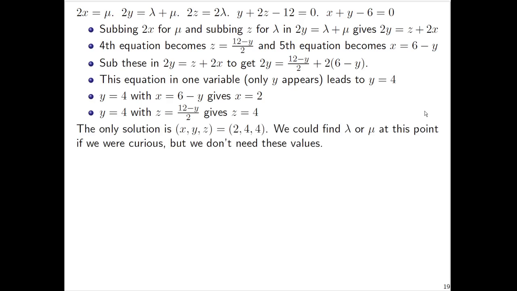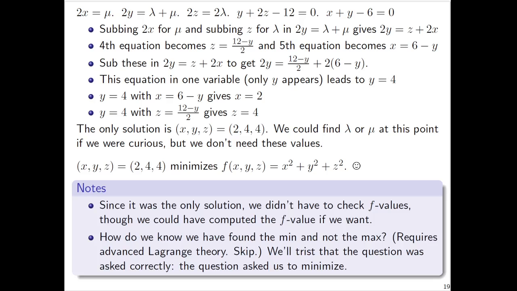And we did not find either Lagrange multiplier. We could if we'd like to. From 2z equals 2 lambda, we know that lambda is equal to 4. And to get mu, 2 times x, so 2 times 2, so mu is equal to 4 coincidentally as well. We could find mu and lambda, but we don't need them. The point is, this one point is going to minimize x squared plus y squared plus z squared. We are done. Since it was the only solution, we didn't actually have to check f values.